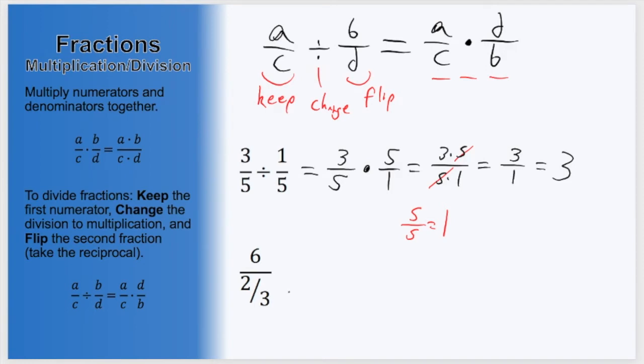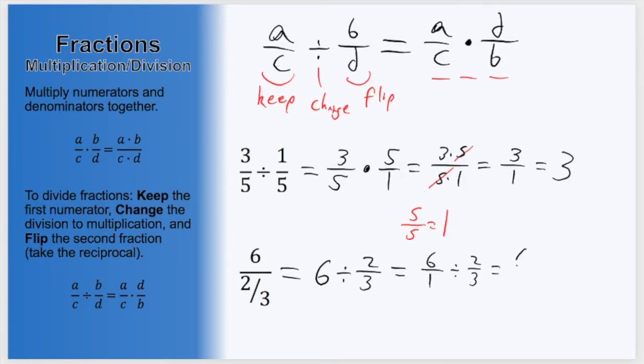For example, consider 6 over 2/3. Whenever you see something like this, it'll help if you write the big division bar as a division symbol, giving us 6 divided by 2/3. We can again write the whole number as a fraction over 1, still divided by 2/3.